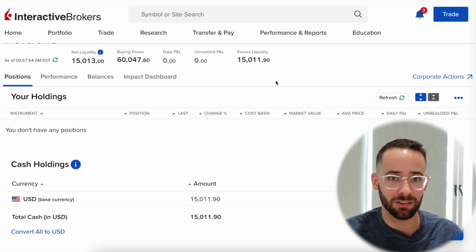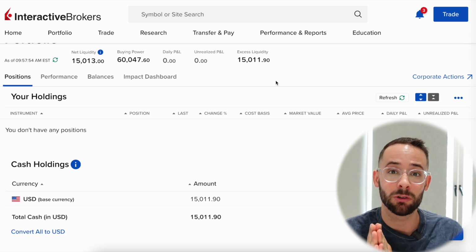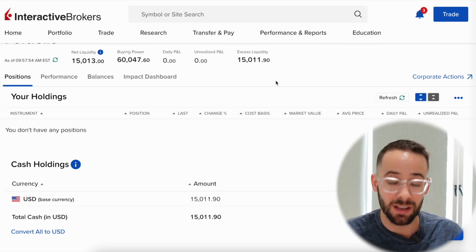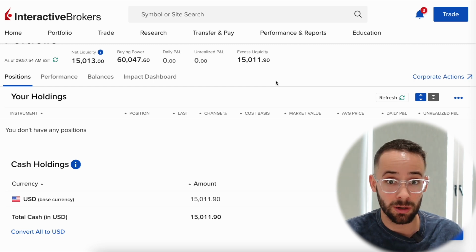Hopefully you found this little tutorial helpful. Like I said, as a quick recap, I do think that this is probably the best platform in Canada for trading in US stocks, for trading global markets, for doing a lot of the advanced different types of trading, including using margin and leverage, trading Forex, trading all these different products that are available here on the platform.